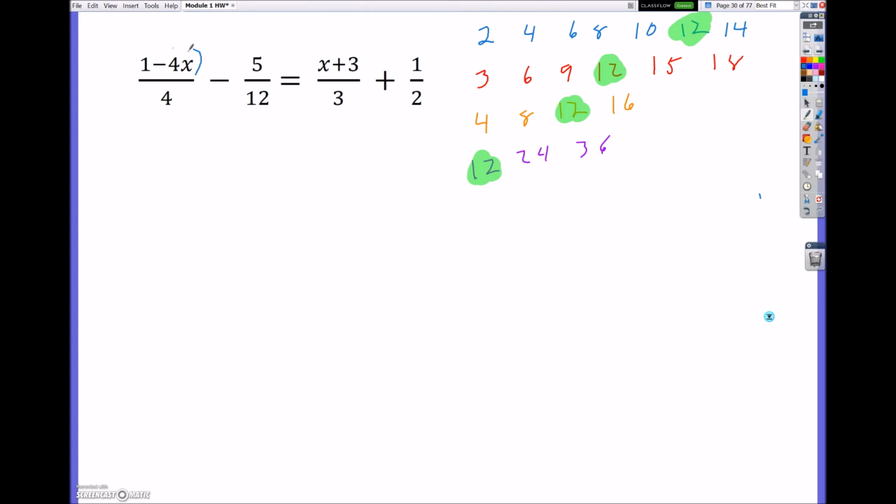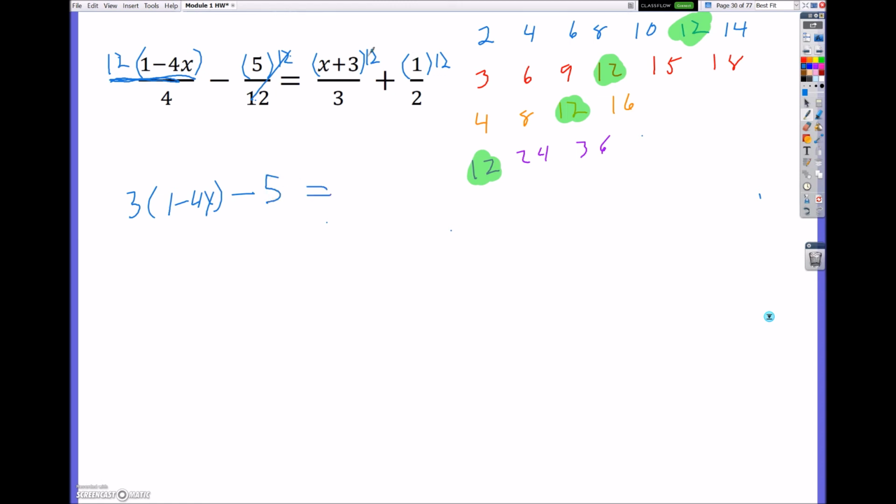This one's going to look a little different than the ones we've seen previously, but let's go ahead and look at that. So we're going to multiply each and every term by 12. And I don't want to distribute this right away. I like to see if I can just cancel those fractions. So if I have 12, and remember a fraction bar is just divided by, so if I have 12 divided by 4, that's 3. So I'm going to have 3 times the quantity of 1 minus 4x, minus 12 divided by 12 is 1, and 1 times 5 is 5.